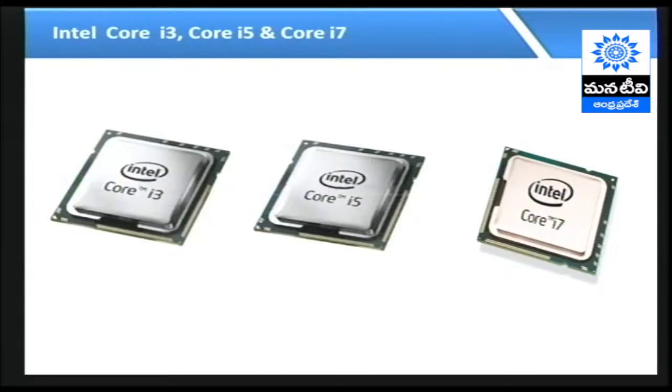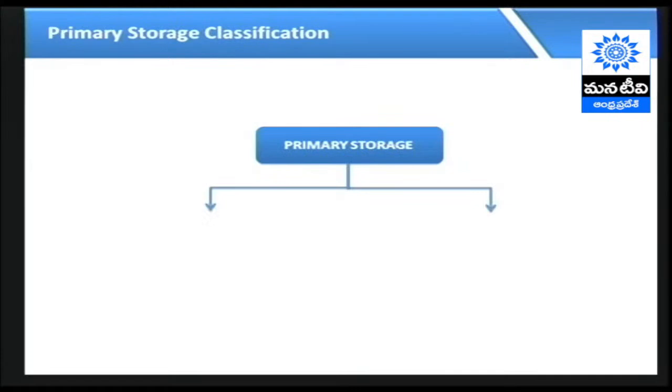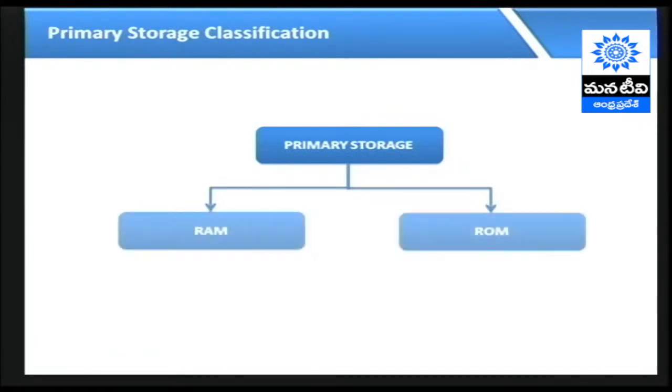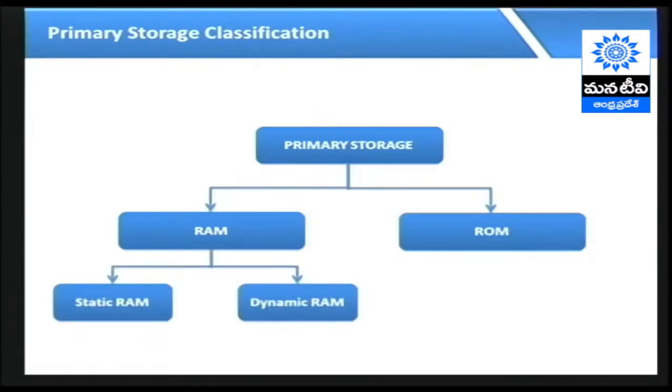Okay, I hope you guys understood cache memory. In this session, what we understood is that primary storage devices are further classified into RAM. RAM is further divided into two types: number one is static RAM, number two is dynamic RAM. Up to now we discussed dynamic RAM and static RAM. RAM is over. The second type of primary storage is ROM.